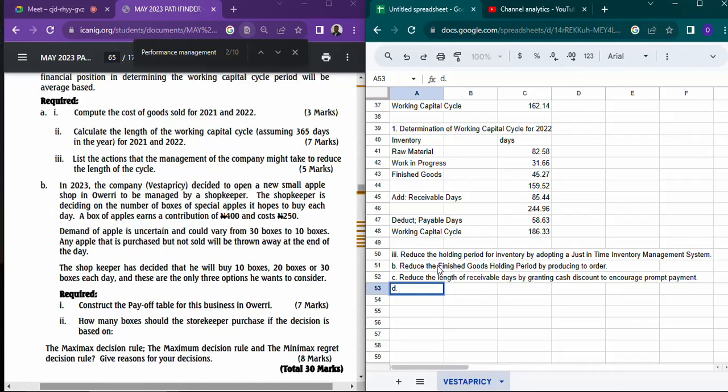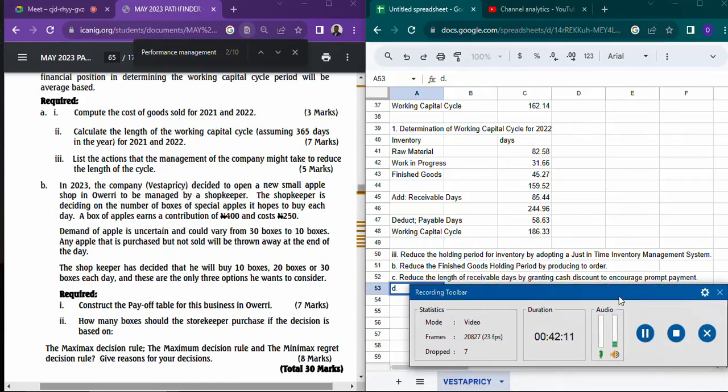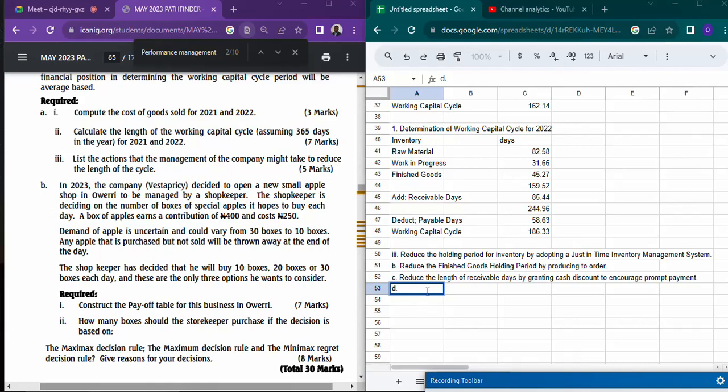Cash discounts encourage the customer to pay promptly. Okay. Right? Any question? No question for now.